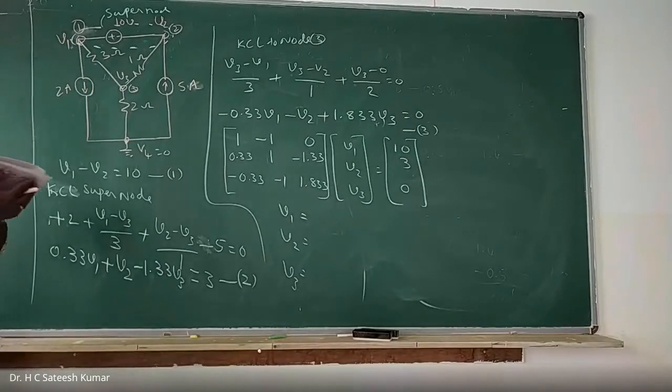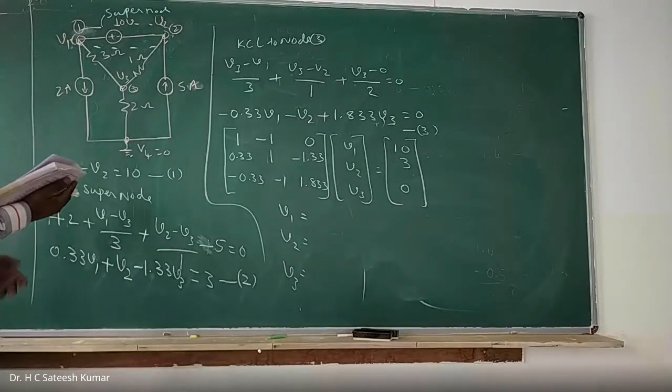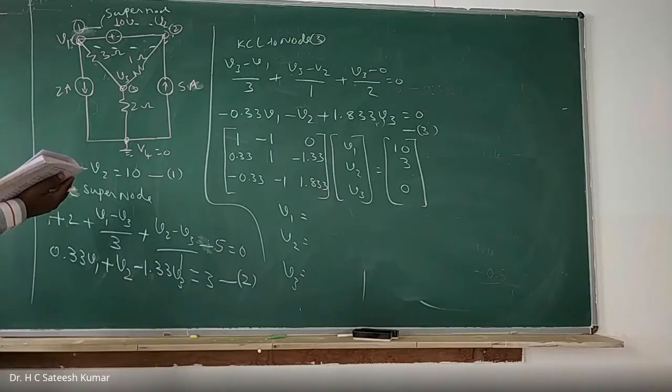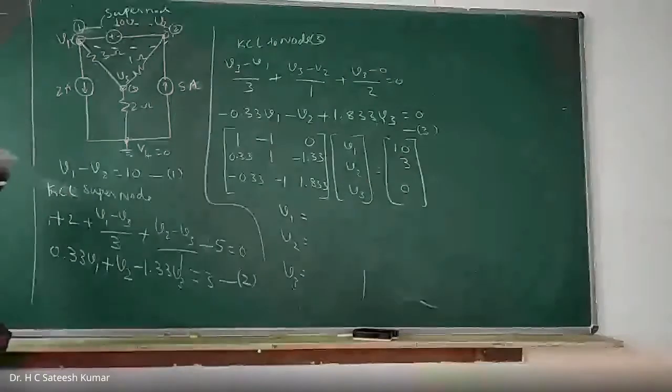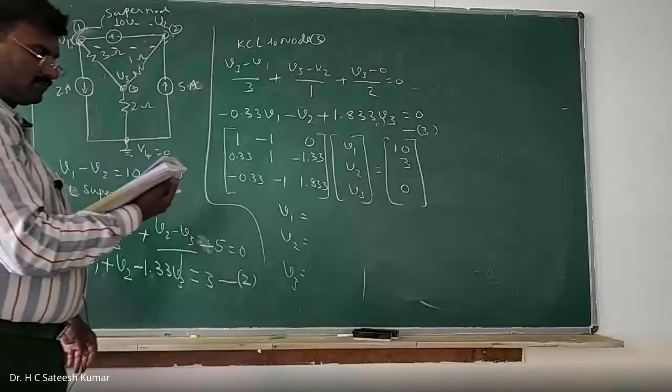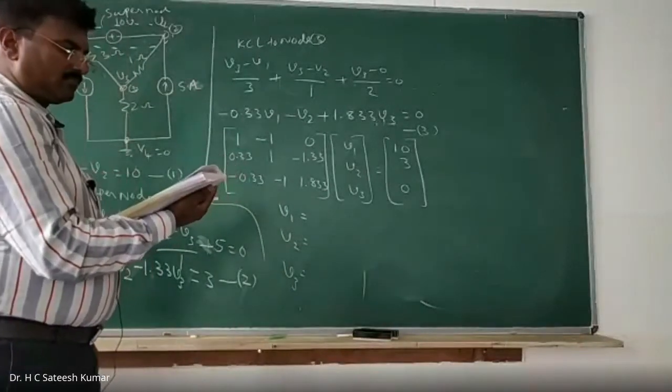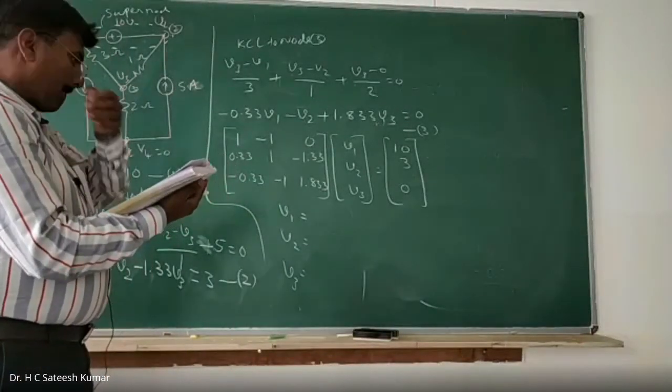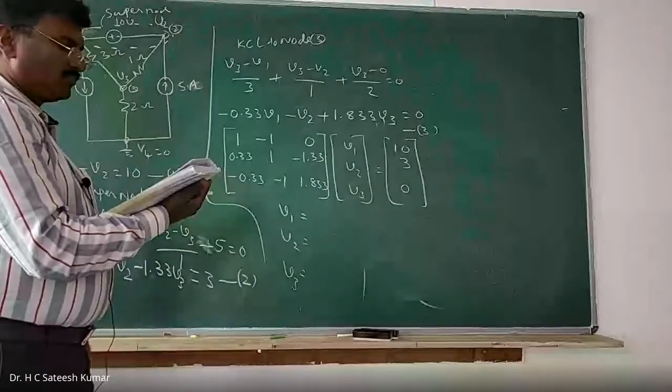Second equation, is there anything wrong? Oh, one more resistance, I left it. Okay, indulge me. What is the value of V1, V2, V3?